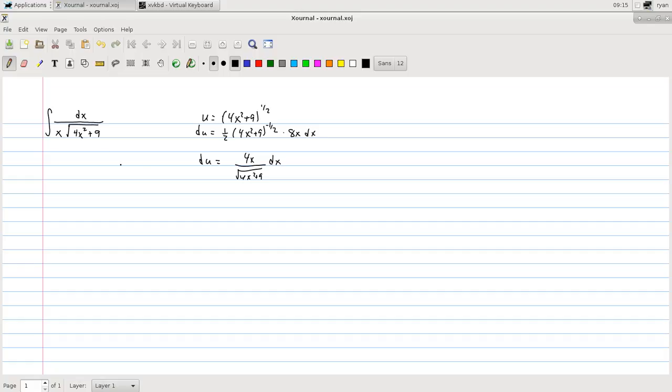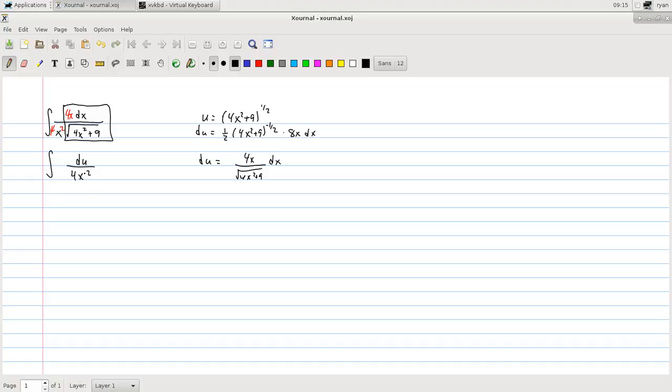Now this is almost what we have in the problem right here. We've got dx over the square root of 4x squared plus 9. We're only missing the 4x. So let's multiply the numerator by 4x and the denominator by 4x. Replacing the boxed in segment with du, this leaves us with the integral of du over 4x squared.